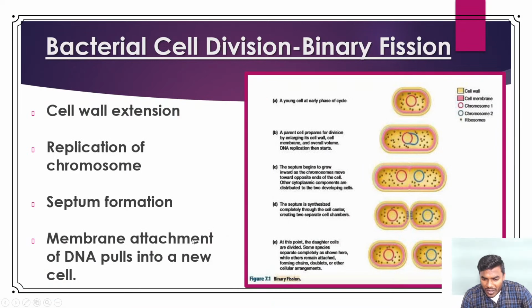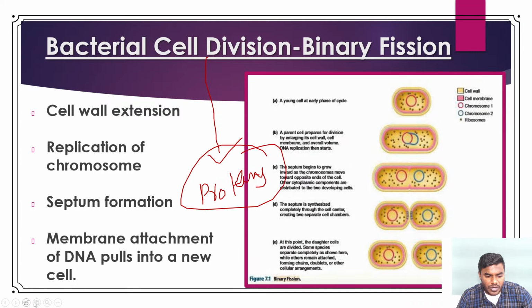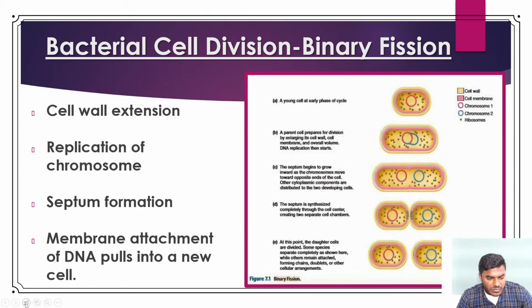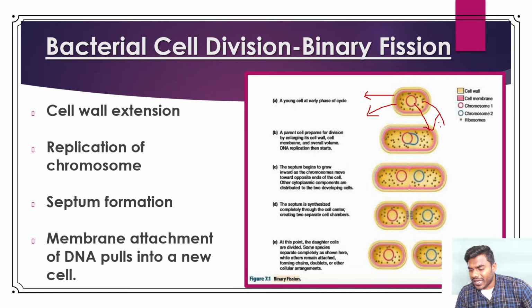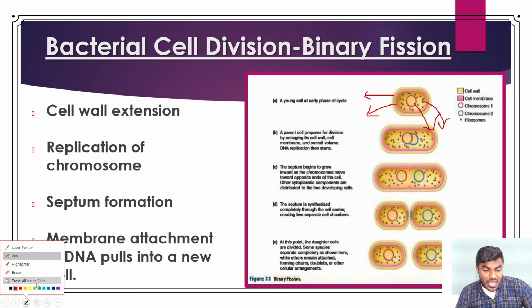Okay, now we have to read majorly about binary fission and the proteins involved in binary fission. Proteins are important. Okay, focus. Everyone pay attention. All the students, please look into the diagram very carefully. Here you can see very clearly: the outer yellow layer is the cell wall, and the inner light pinkish layer is the cell membrane. This is the chromosome, and these dotted structures are the ribosomes.